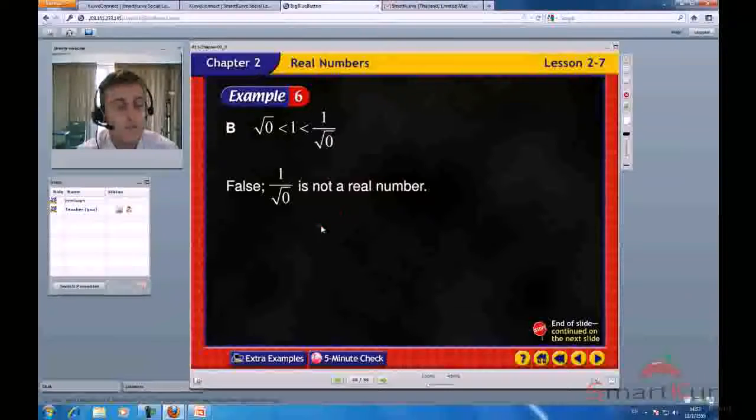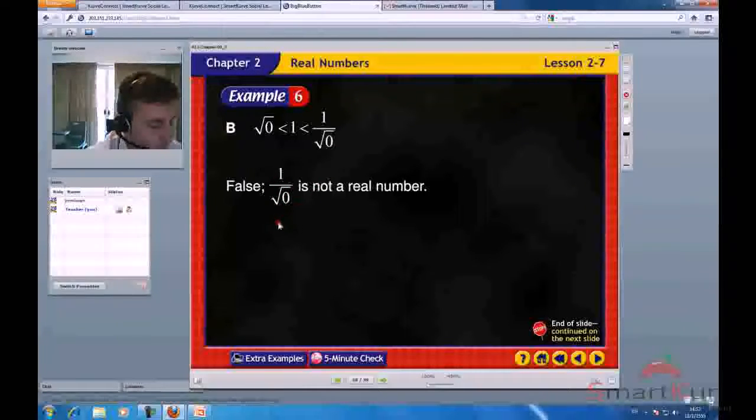B, plug in 0. √0 is less than 1, and 1 is less than 1 over √0. You cannot have 1 over the root of 0. The root of 0 is 0, so you would have 1 over 0. You can never have a fraction with 0 on the bottom, so you know that B cannot be true.